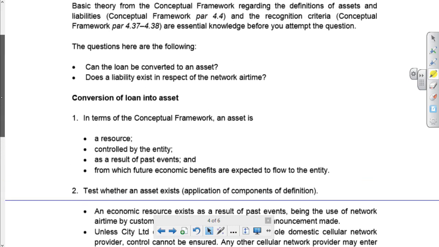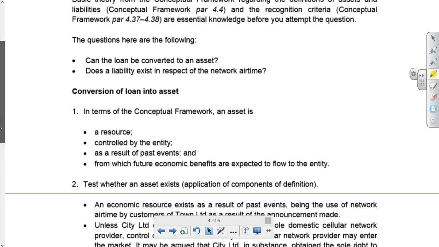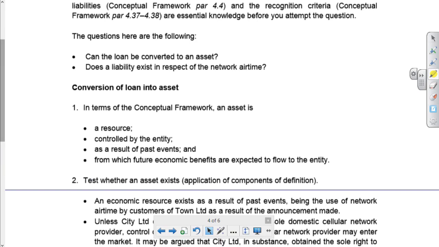So they start up here with the facts. The questions are the following: can the loan be converted into an asset? Does a liability exist for the network airtime? That's the facts of the question. Then there's the theory. So that's step 1.